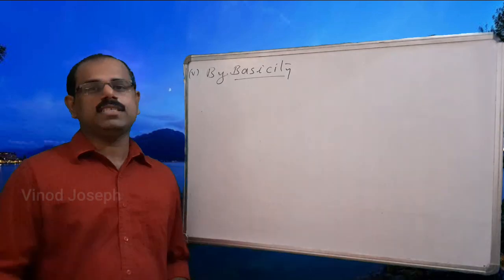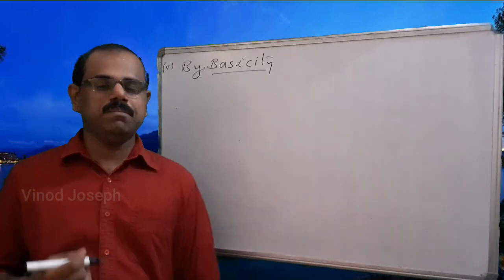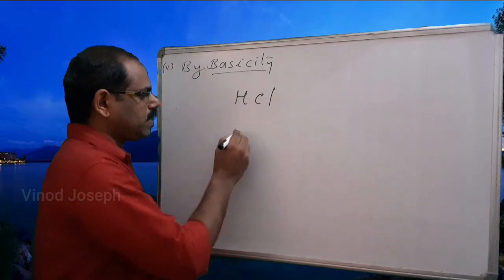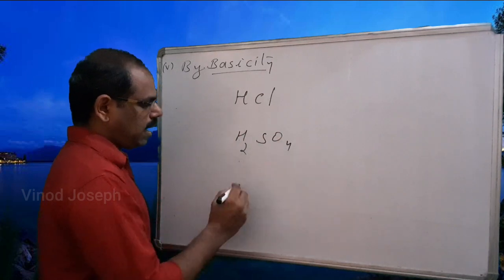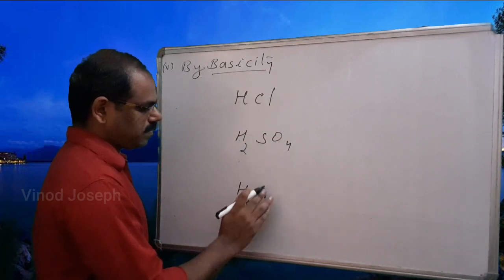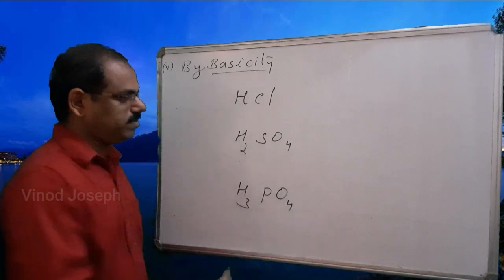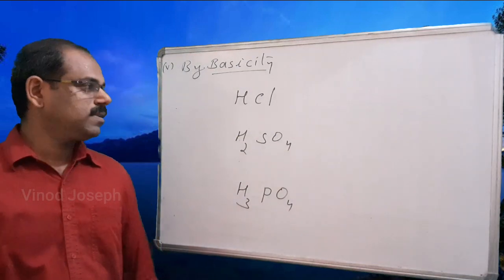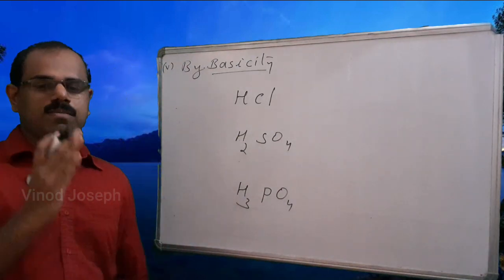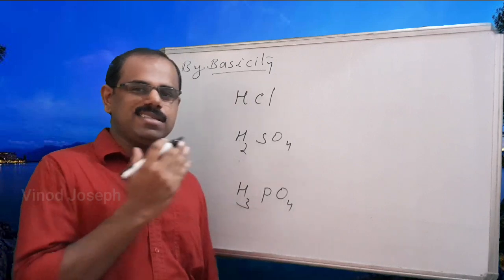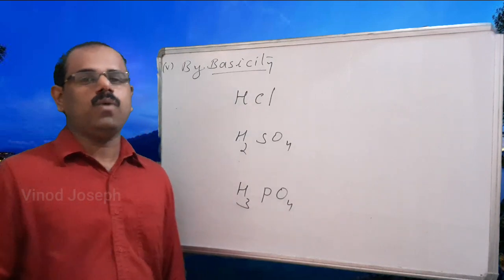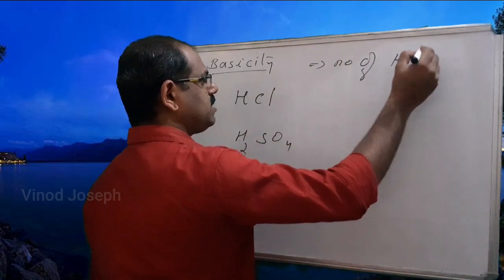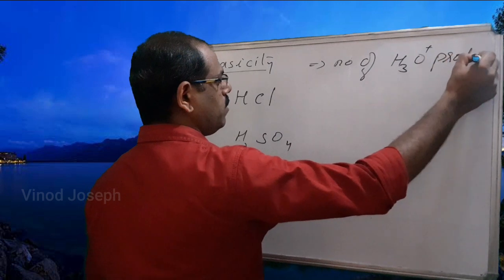The fifth classification of acids is classification by their basicity. You see these examples: HCl, H2SO4 and H3PO4. Hydrochloric acid, sulfuric acid, and phosphoric acid. Basicity means how many hydronium ions can be released by an acid in water. Basicity means the number of hydronium ions produced.